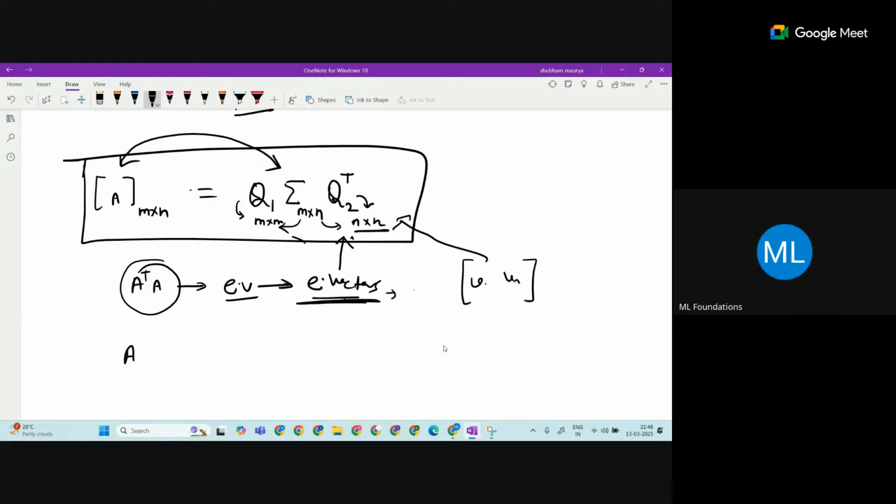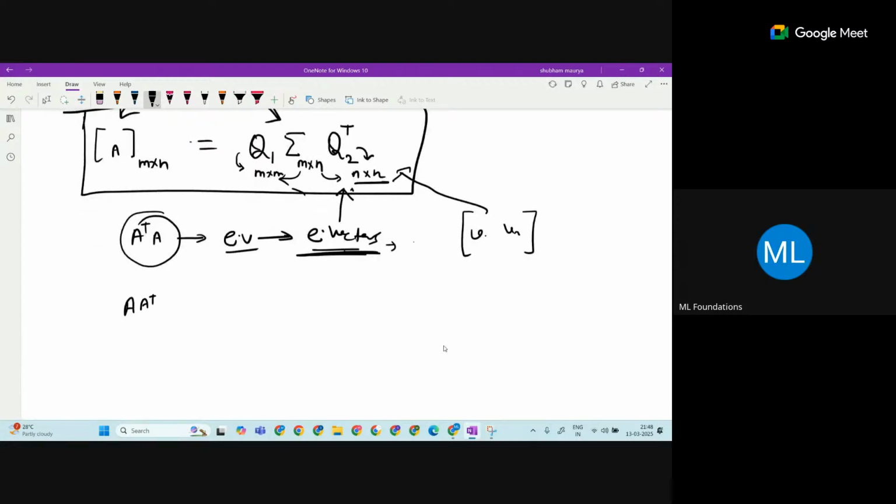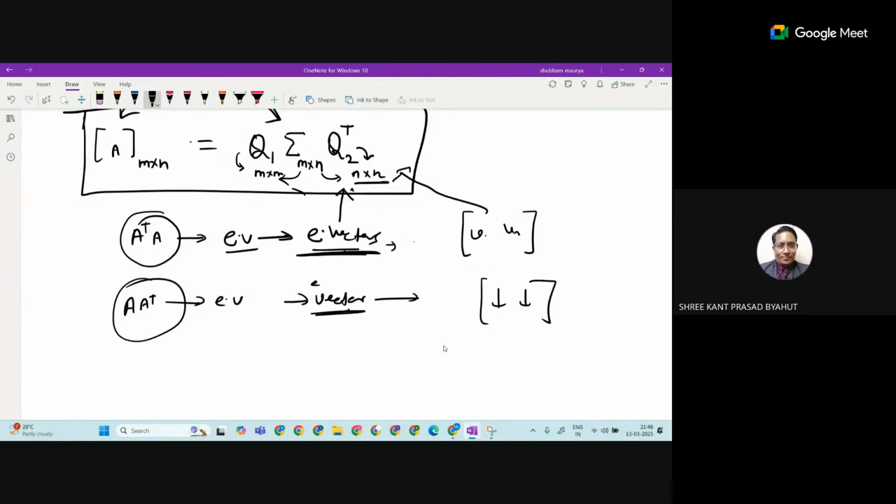Q1 is going to be from A A transpose. Again, this will be a square matrix. Find the eigenvalues and corresponding eigenvectors. These eigenvectors you write column-wise, and this will go to Q1.